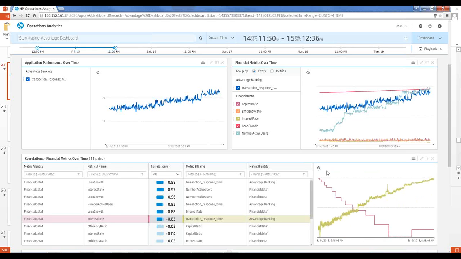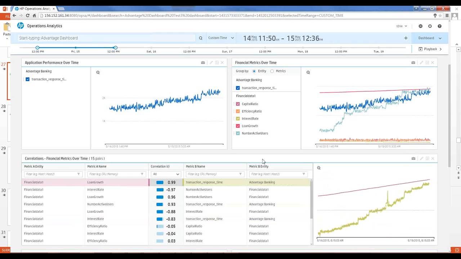So she can look at the logarithmic view of that, and also she can look at the loan growth correlation with the transaction response time, seeing again that when there's a high loan growth, the transaction response time is suffering from that. There's high correlation to the transaction response time, yes.